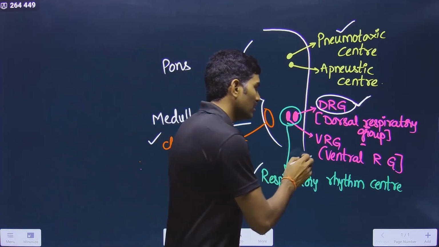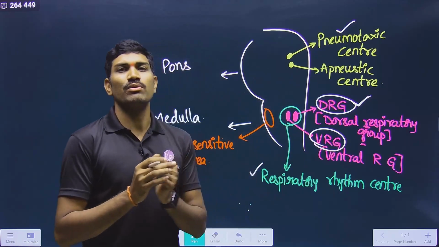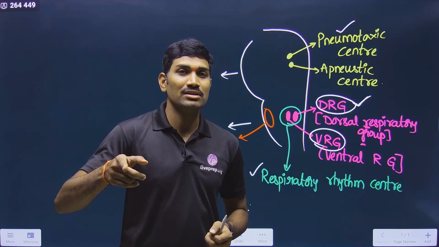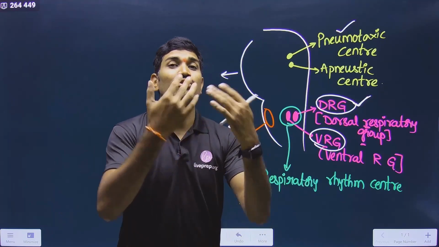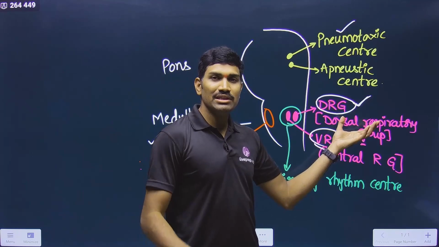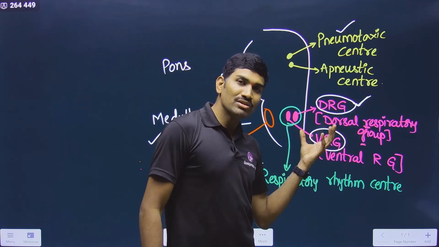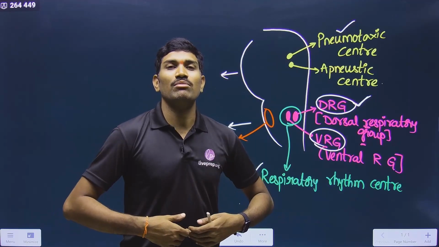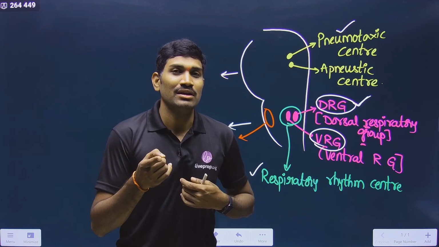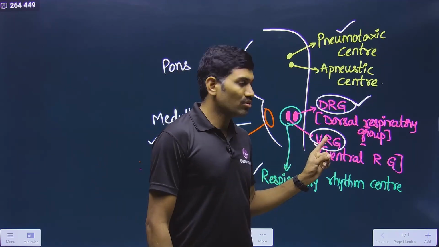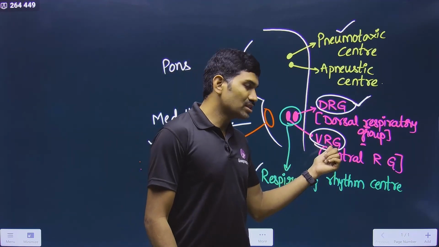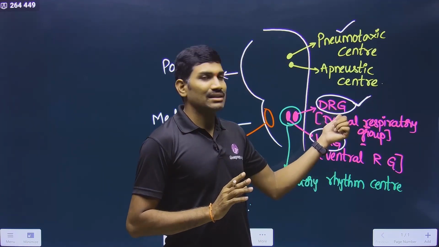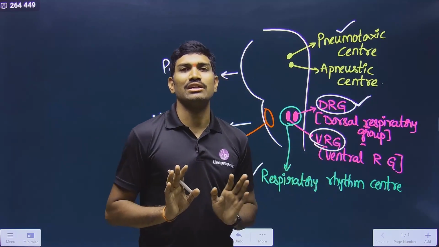And then what about the ventral respiratory group? It has groups of neurons that are useful to cause forced expiration and forced inspiration. For normal breathing, it is the dorsal respiratory group. During forced inspiration and forced expiration, extra muscles come in: abdominal muscles and internal intercostal muscles. Their contraction is under the control of the ventral respiratory group. So forced breathing is under the control of the ventral respiratory group, and normal breathing is under the control of the dorsal respiratory group.